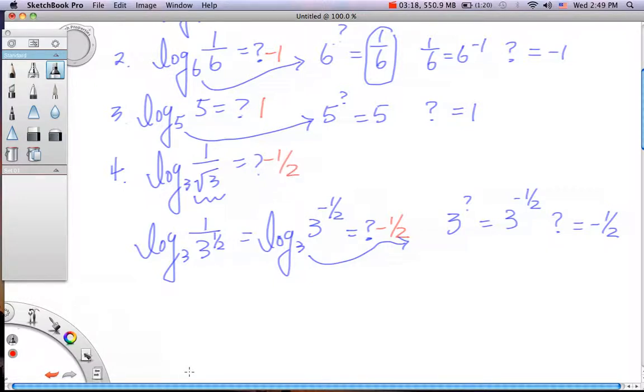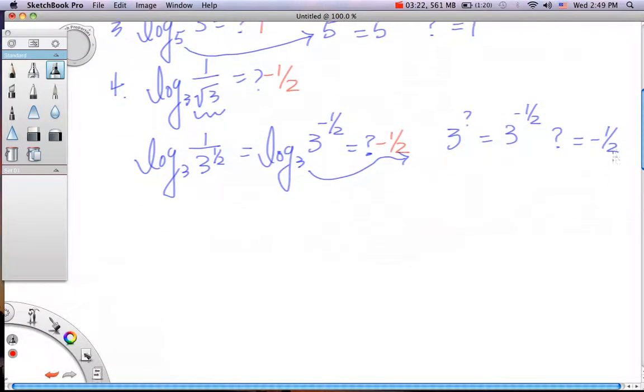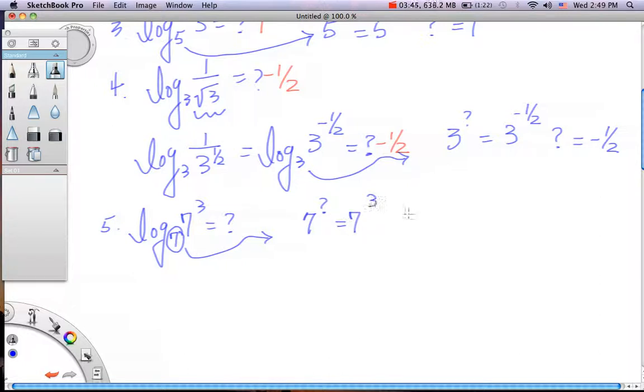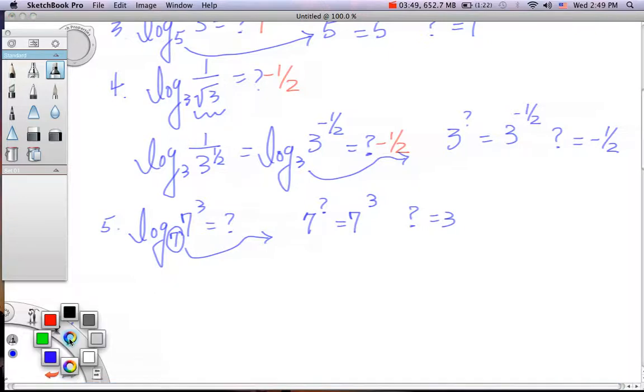Hopefully that makes sense. And that's the idea, to just be able to recognize what each one is. Do you want to write it as an exponent, or do you want to write it as a logarithm? Number 5, log base 7 of 7 to the 3rd. What does that equal to? Now here again it's in logarithm. Let's change it into an exponent. There's your base, right? 7 to what power is equal to 7 to the 3rd power? What does the question mark equal to? That would just equal 3.